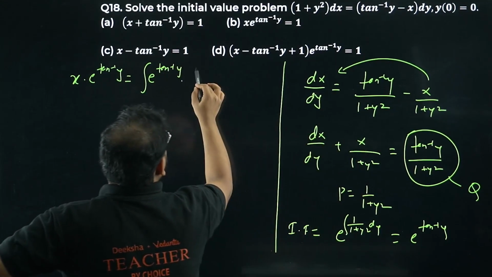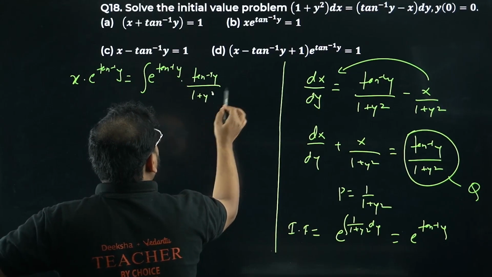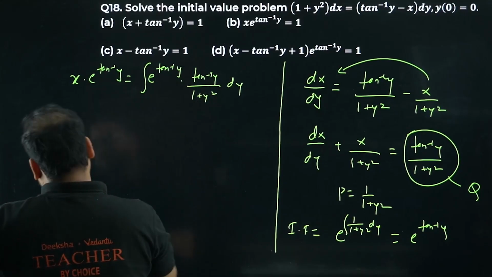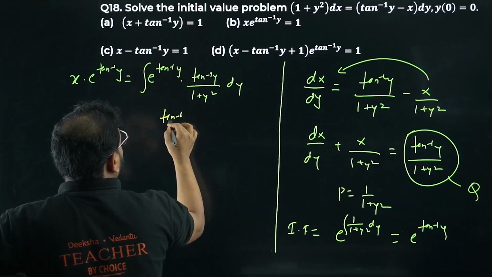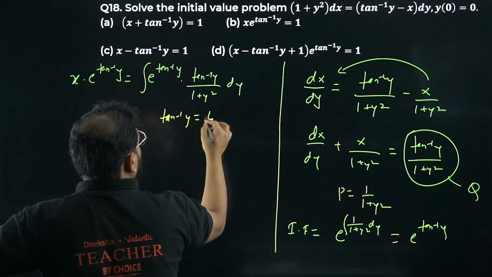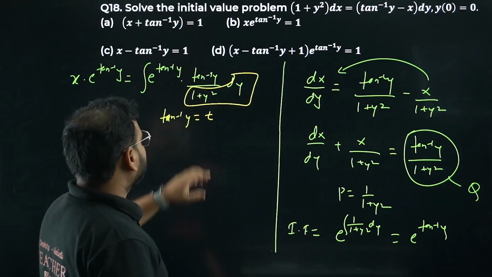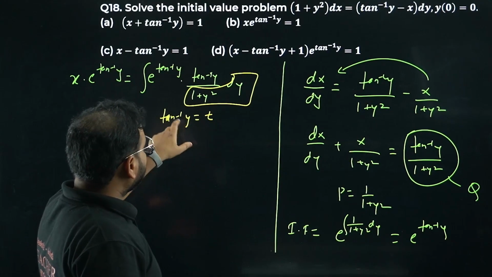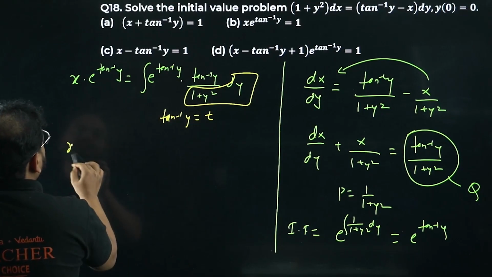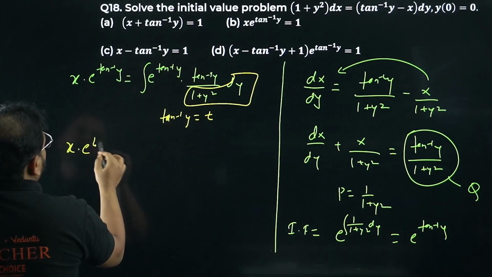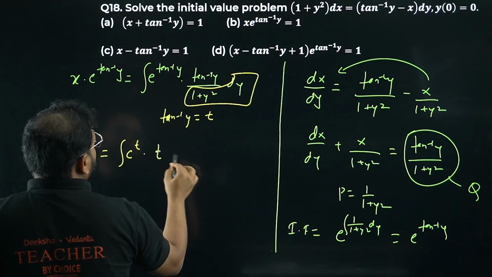What is q, sir? Same thing, tan inverse of y upon 1 plus y square dy is there. Now in this case, if you take this tan inverse of y as t, you will have derivative as dy by 1 plus y square. That's the derivative, right? If you differentiate, you'll have 1 upon 1 plus y square times dy equal to dt. So we can replace this. We'll have x e power, I can write here as t also. If you want, I can take this as e power t. We have over here t and dt.